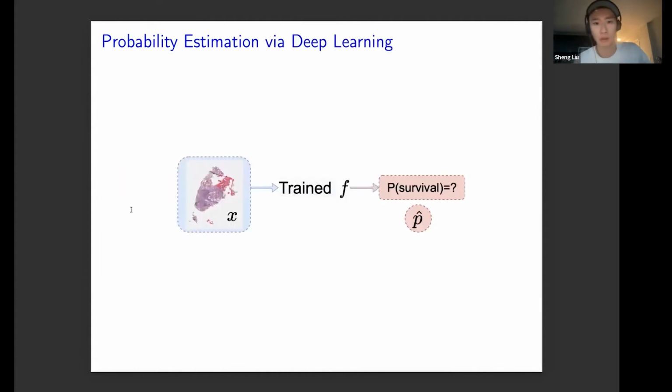Here is a very simple example. Here we see pathology images, and we want to train a neural network to estimate, given this medical imaging, the probability that this patient survives.